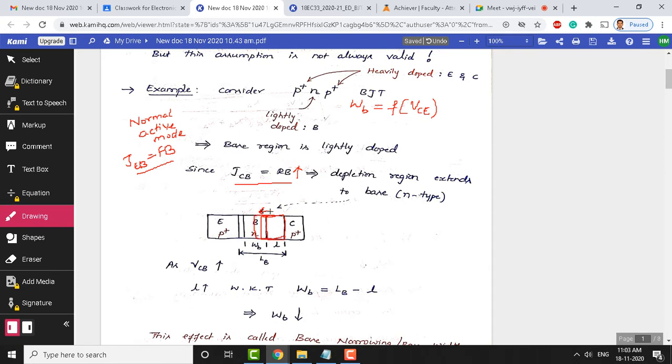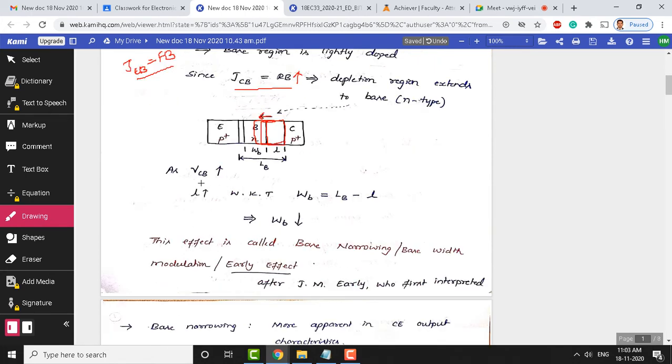That means the depletion region is penetrating towards the base region, which is lightly doped in this example of a P plus N P plus transistor. That is what we want to show here. So as the collector base junction voltage increases, this is a reverse voltage. When the reverse voltage increases, the L decreases here. Look at here, this is going to be the L. L is nothing but the length of the depletion region.